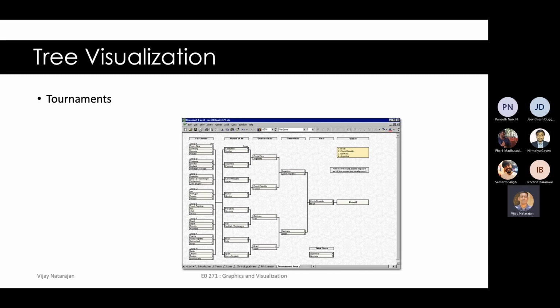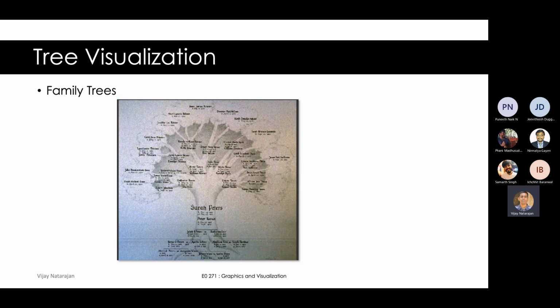Tournaments provide another kind of tree. This is often binary, not necessarily, but often binary. And there is a clear level structure. Often these are complete trees. And the kind of queries you have here is much different. You want to know at every round who are the teams that have competed and who have won, and so on, right? So that's another kind of tree.